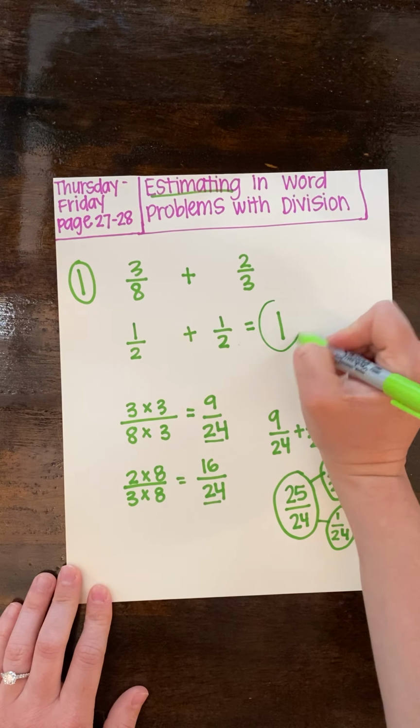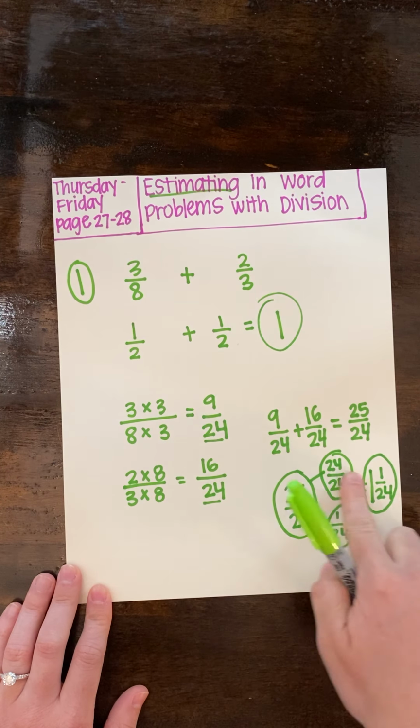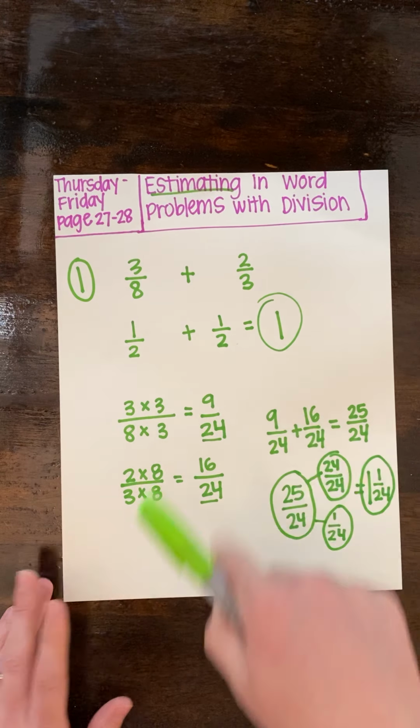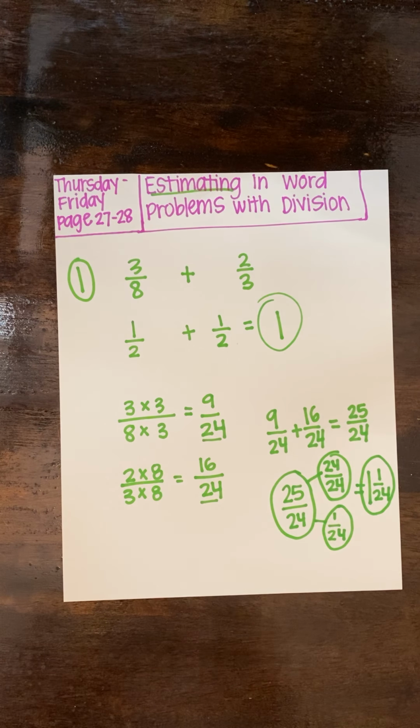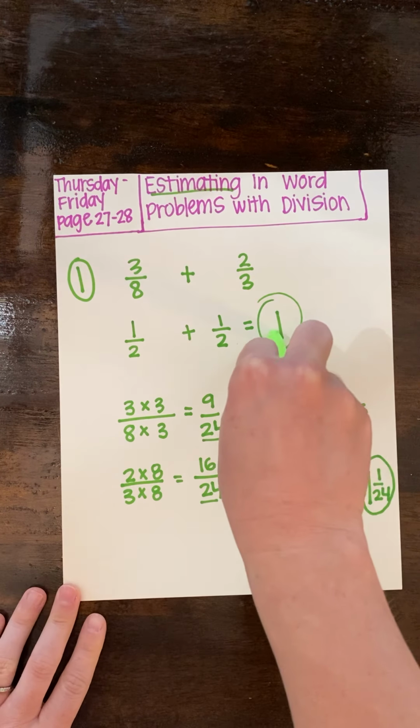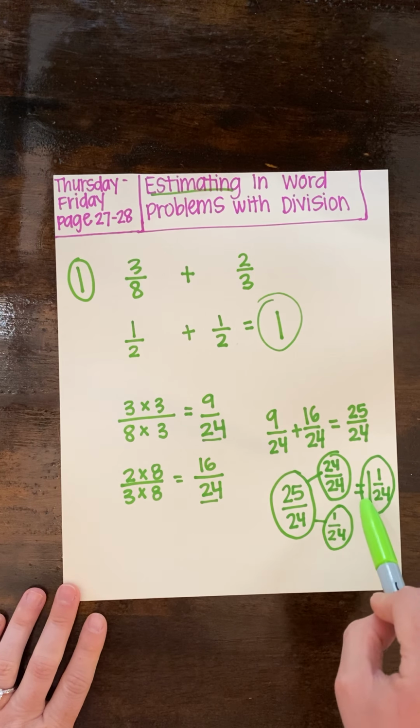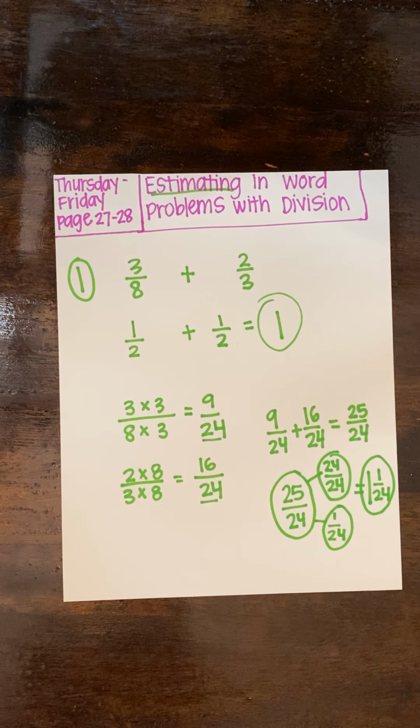So this was the estimate, and this is how I checked my problem. So I was pretty close when estimating. My estimate was 1 whole, and then the correct answer was 1 and 1 24th. So use what you know on these problems to estimate, and then you can always go back through and check to see if you were close with your estimation.